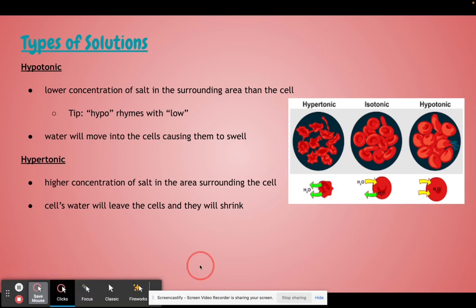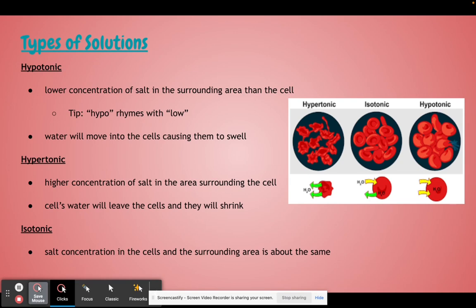The last type of solution we're going to discuss today is isotonic. So in an isotonic solution, you actually have where the salt concentration in the cells in the surrounding area is about the same. And this is what they call like the healthy, or remember, once again, everything likes to be balanced. So this is the most healthy environment for any cell to be in.